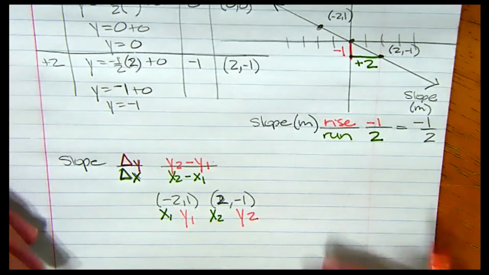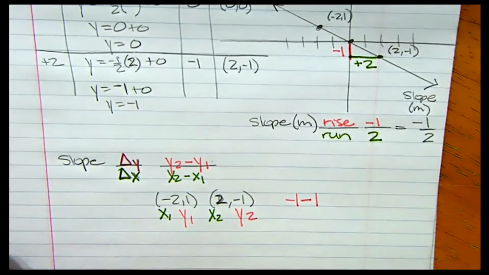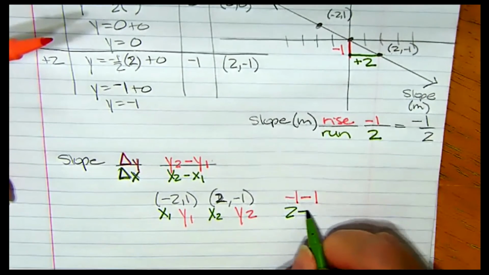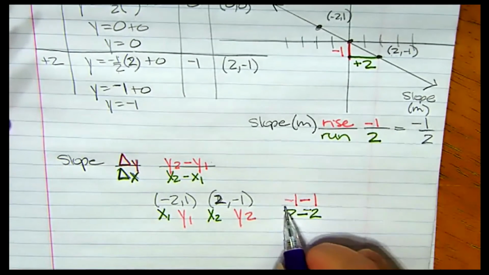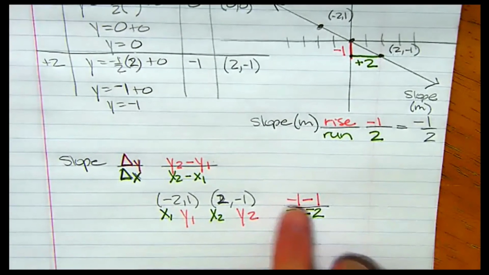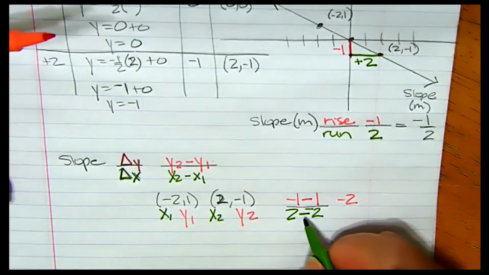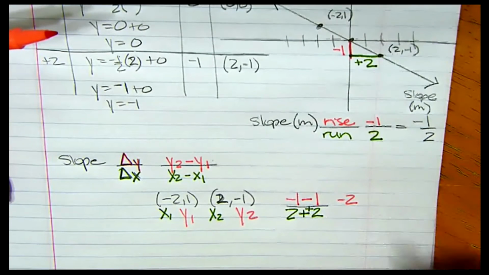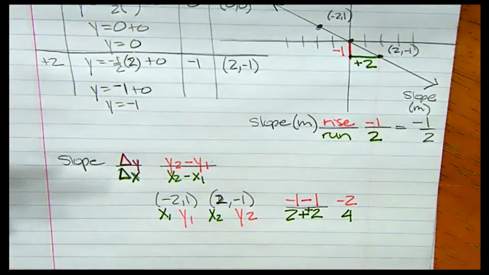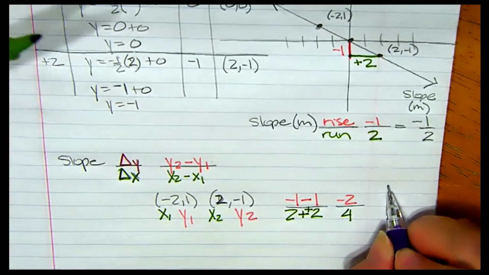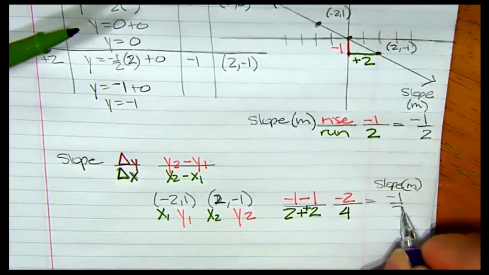Now it's just a matter of substitution. y2 minus y1 over x2 minus x1. So we have negative 1 and negative 1, which is negative 2, and we have minus a negative. That's a negative, and a negative is positive. So 2 plus 2 is 4. So here, it looks like our slope, which is m, is equal to negative 1/2.